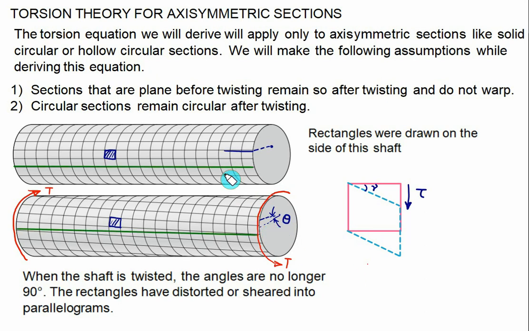So I have drawn here two horizontal lines. Both lines are horizontal before the twisting, and after twisting the same horizontal line gets twisted. Now it is twisted according to this direction. On this plane, whatever angle is formed will be called the shear strain, represented by gamma. So we'll develop the equation between gamma, theta and the shear stress tau.